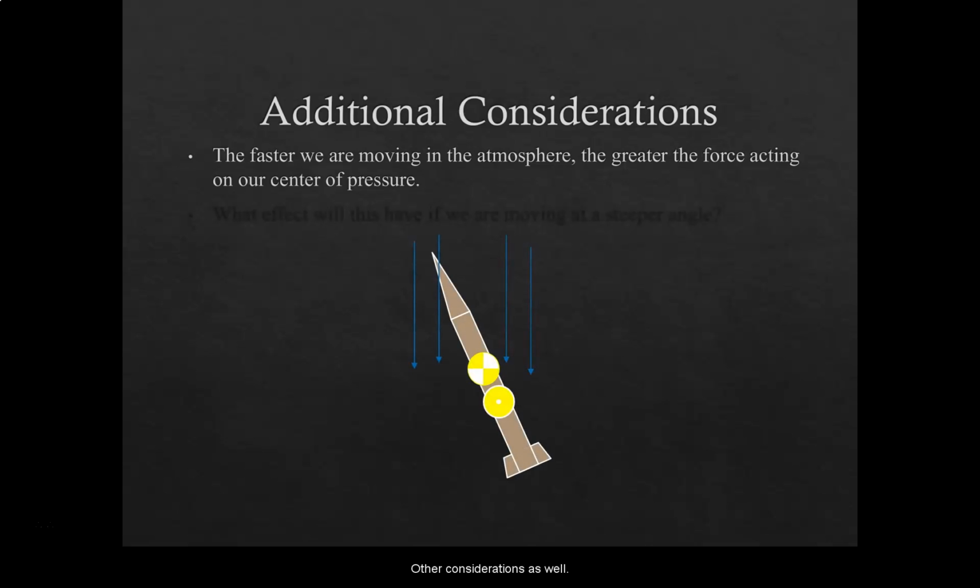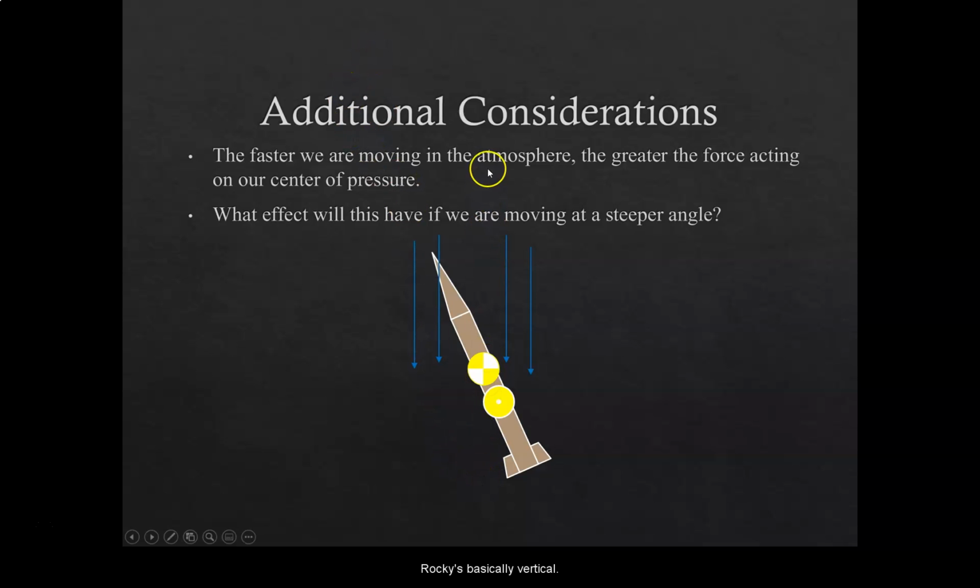So, other considerations as well: as you are gaining speed and altitude, the faster you move through the atmosphere, the greater will be the force that acts on the center of pressure. So what effect would that have if we are moving at a steeper angle? Consider that when the rocket is basically vertical, the pressure on both the left and right hand sides is essentially equal. And so there's no net force acting at the center of pressure to cause the rocket to rotate. But as the rocket becomes more and more steep in its flight angle, one side of the rocket will encounter more pressure, the other side will encounter less pressure, and the steeper the angle, the greater that disparity, and hence the stronger will become the force acting at the center of pressure.